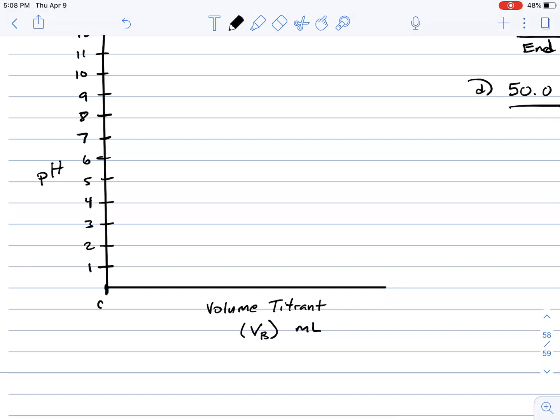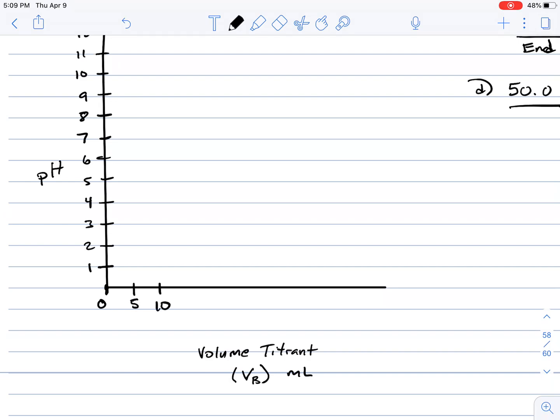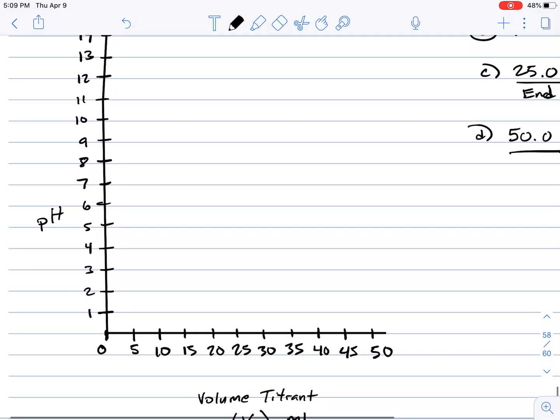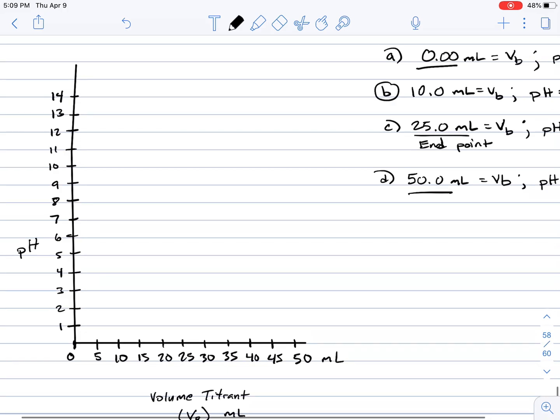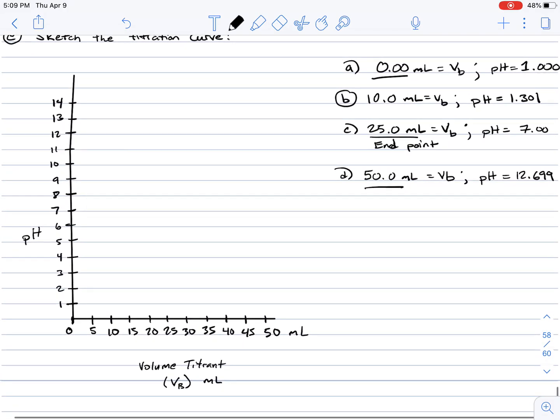And so this is going to be 0. So I need 50. I can probably do it by 5s or 10s. Let's do it by 5. So 5, 10, 15, 20, 25, 30, 35, 40, 45, 50. That's pretty good. And this is all in milliliters. All right, now that I've made my graph, I'm going to go ahead and start sketching.